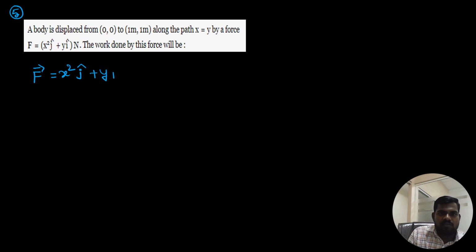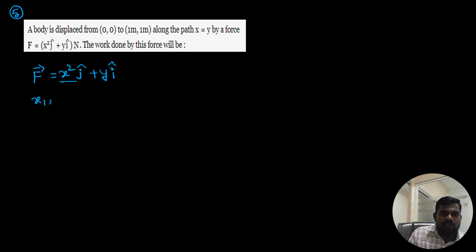Next question. Next question also, we have to see the question number, I think 5. A body is displaced from (0, 0) to (1 meter, 1 meter) along the path x is equal to y by a force F is equal to x square j cap plus y i cap. Values are given in this case.